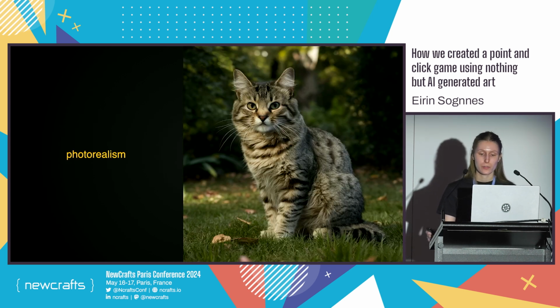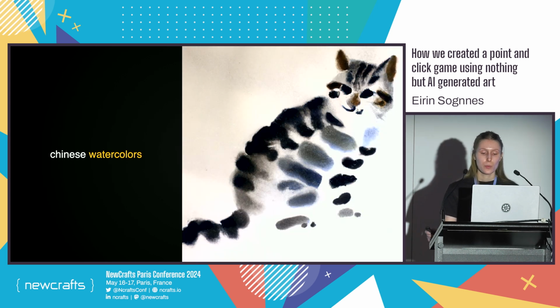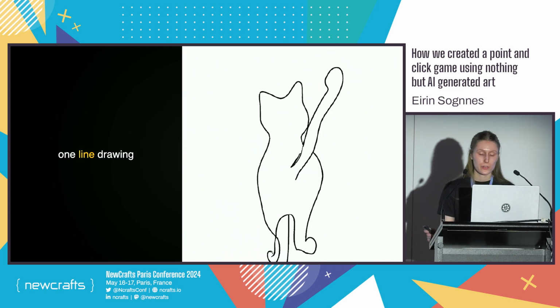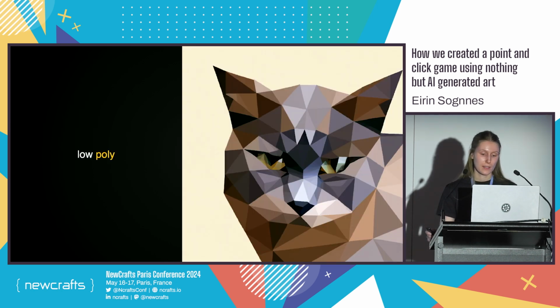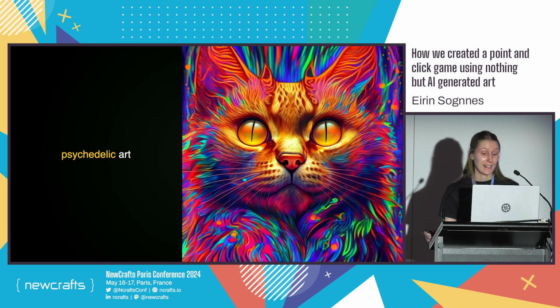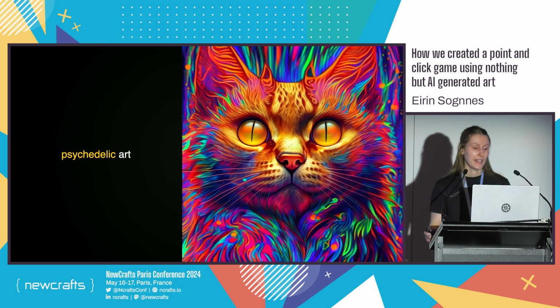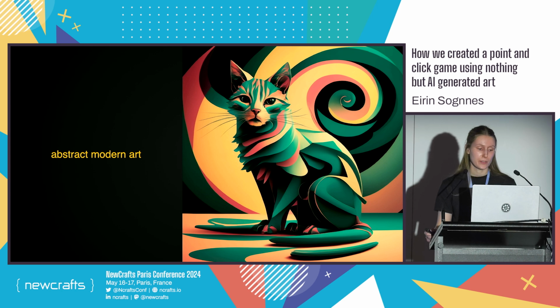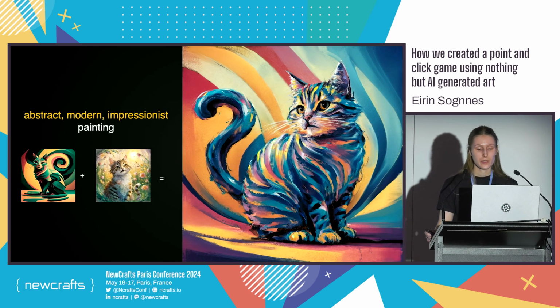And you can also do a variety of different styles. So you can do a photorealistic image, you could do watercolors, you could do one-line drawing, low poly, you can do digital art, or if you want, you can even do psychedelic art. And you can combine different art styles. So you can do abstract modern art or impressionist, but you can also combine them to get some cool results.